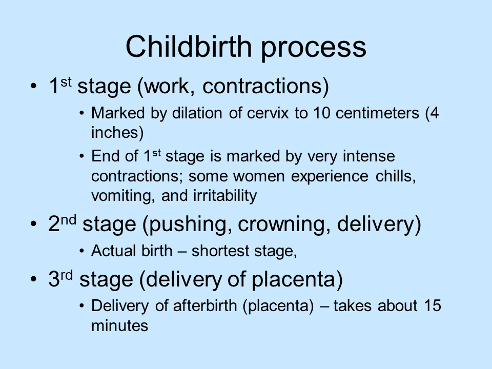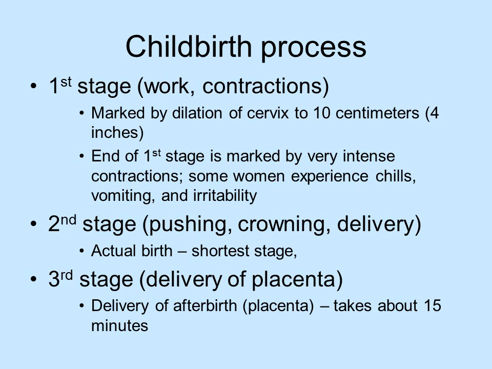Okay, so childbirth process. There are actually 3 stages. The first stage, which consists of the contractions, is marked by the dilation of the cervix to 10 centimeters or 4 inches. The end of the first stage is marked by very intense contractions, so they'll become much more painful. Some women experience chills, vomiting, and irritability.